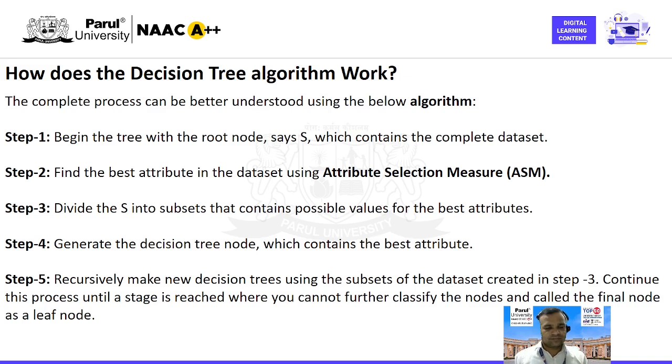Step number 5: recursively make new decision trees using the subsets of the data set created in step 3. Continue this process until a stage is reached where you cannot further classify the node, and call the final node a leaf node.